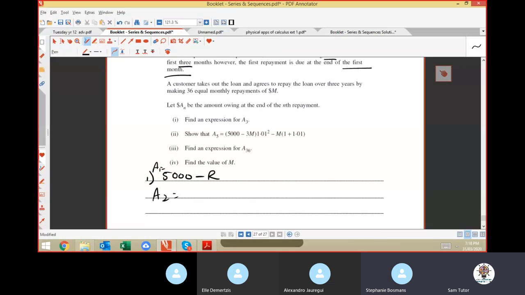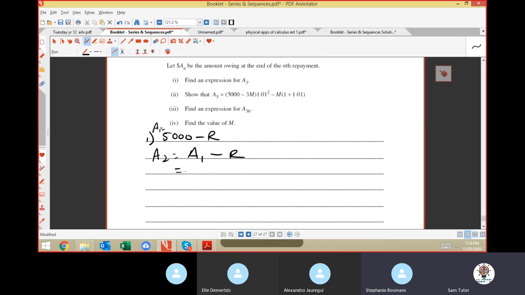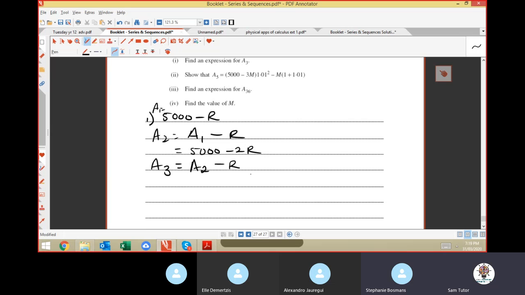So am I meant to get charged interest in the second month? No. Isn't it just going to be A1 minus another repayment? It's the same thing. Oh, 2R. Well, because you've got minus R already. Yeah. And then what should A3 be? It'll be 5,000 minus 3R.